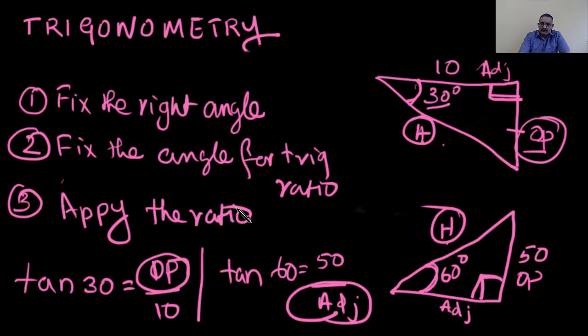So remember the three steps: fix the right angle, fix the angle for the ratio, and then apply the actual ratio between the sides that we need to, and then calculate the rest of the unknowns.